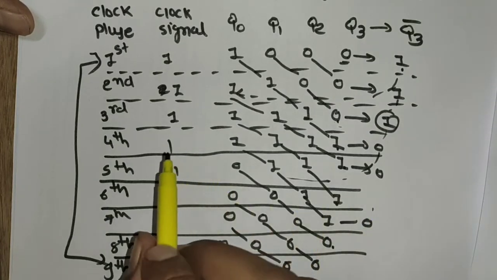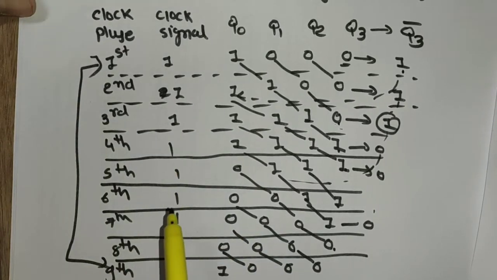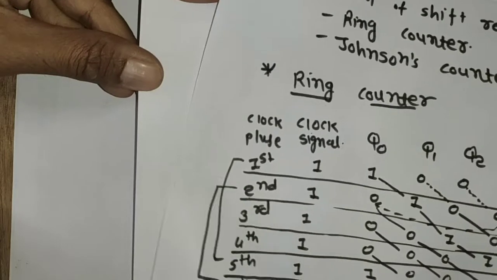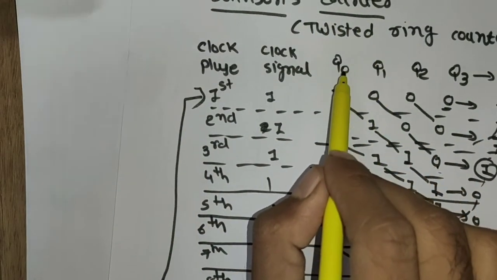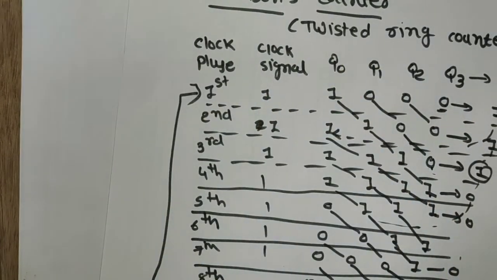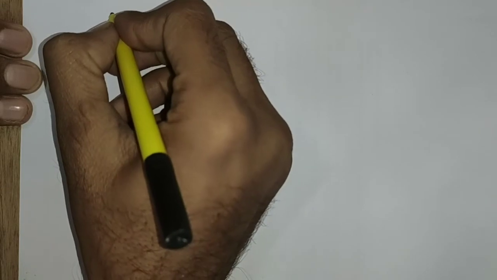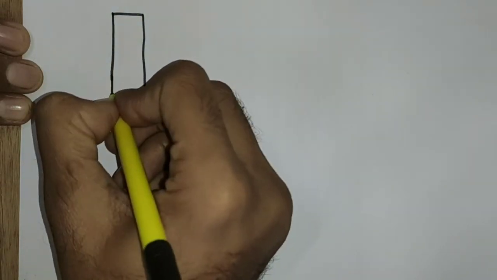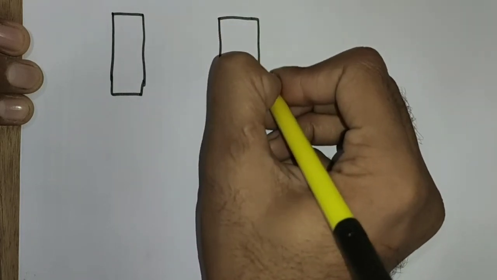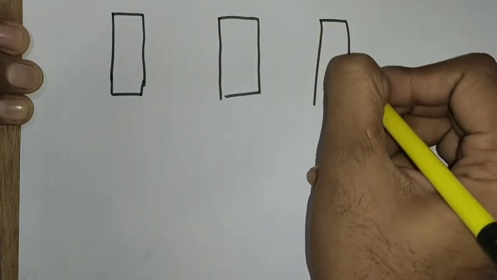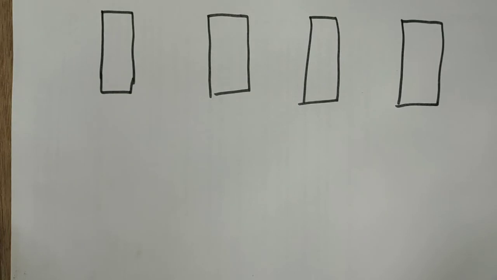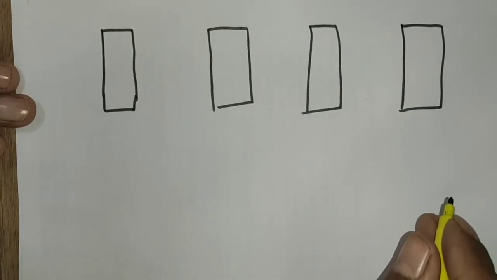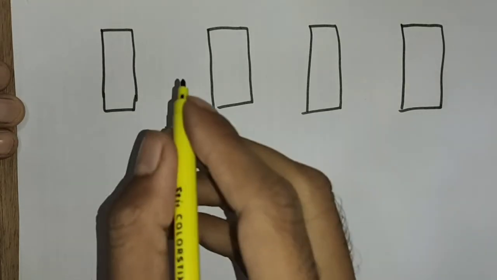So now dear students, we can design the Johnson counter by using this logic. Here we can utilize 4 bits to design this counter, so we can utilize 4 clock pulses and 4 flip-flops. So this is the first flip-flop, this is the second flip-flop, third flip-flop, and fourth flip-flop. Right? So these are the 4 flip-flops. Again we apply the clock pulse to each and every flip-flop.